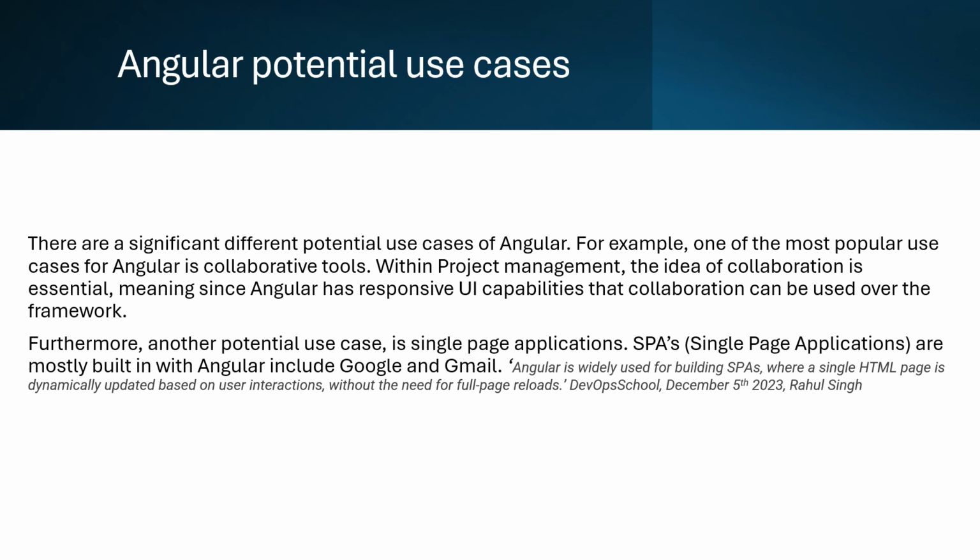So, Angular potential use cases. There are significant different potential use cases of Angular. For example, one of the most popular use cases for Angular is collaborative tools. Within project management, the idea of collaboration is essential, meaning since Angular has responsive UI capabilities, that collaboration can be used over the framework. Furthermore, another potential use case is a single page application.